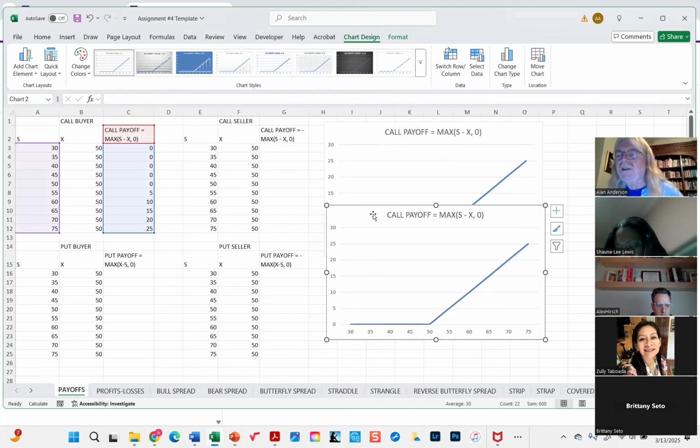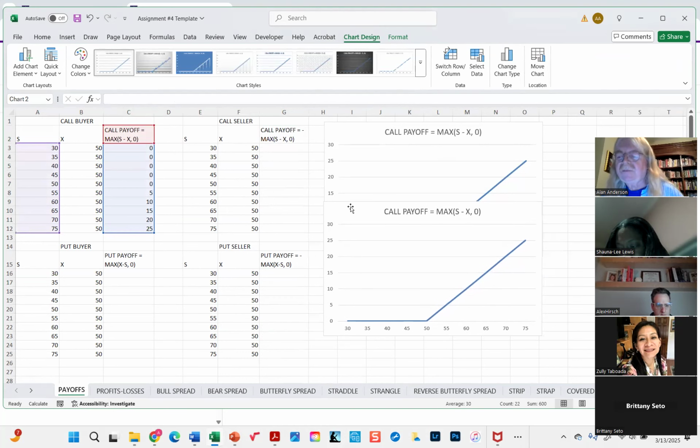And you can see it looks just like the ones in the slides. In fact, the ones in the slides were done exactly like this. They're all taken from Excel. So does that look very doable?